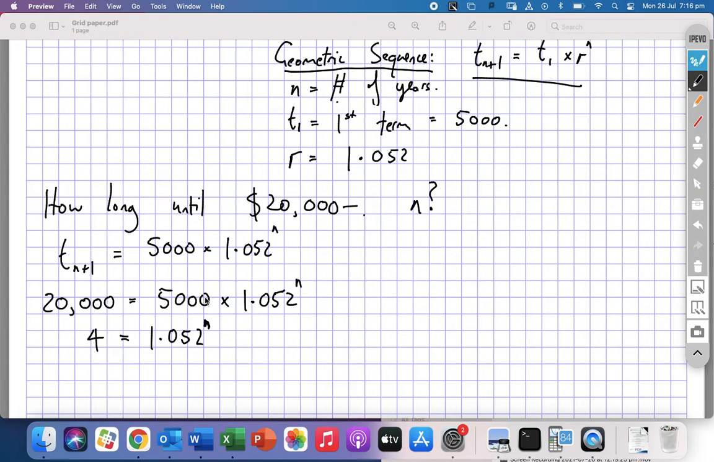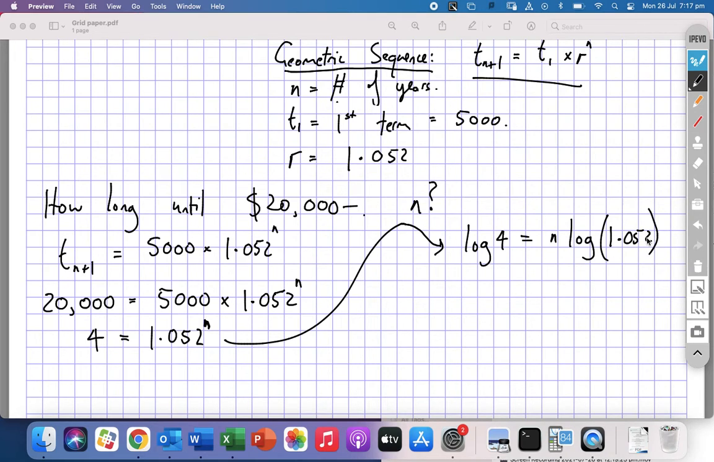Anyway, all I've done at this point is I've divided both sides of this equation by 5,000, right? So I was left with 4. This is the point where I would bring logs into it. So maybe I'll go over here. You can use whatever log you like. I think I'll use log base 10. We're about to use a log law. In fact, I can do it here. I'm sure you can handle this.